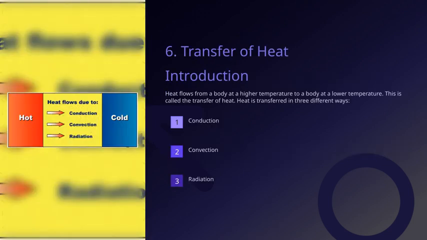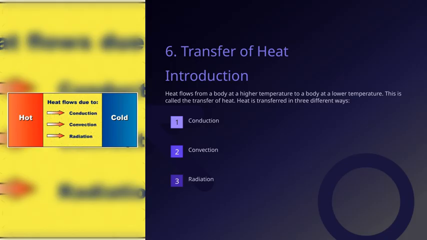Let's talk about the transfer of heat. Essentially, heat always flows from a body at a higher temperature to one at a lower temperature. This natural movement is what we call the transfer of heat. Now, there are 3 main ways this transfer happens. First is conduction, which is basically heat moving through a solid material. Think of how a metal spoon heats up when placed in hot water.